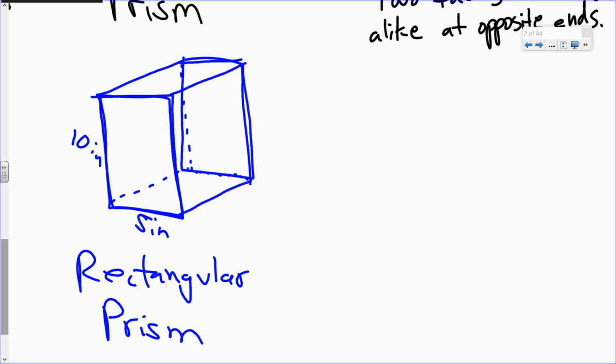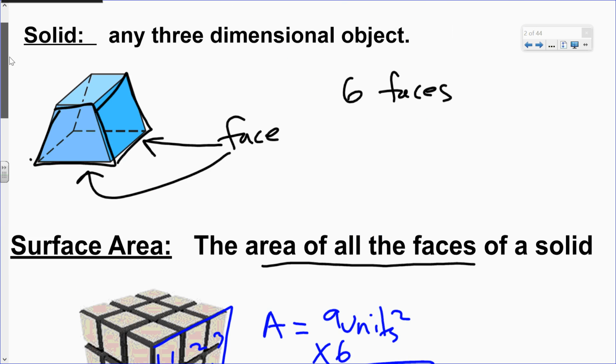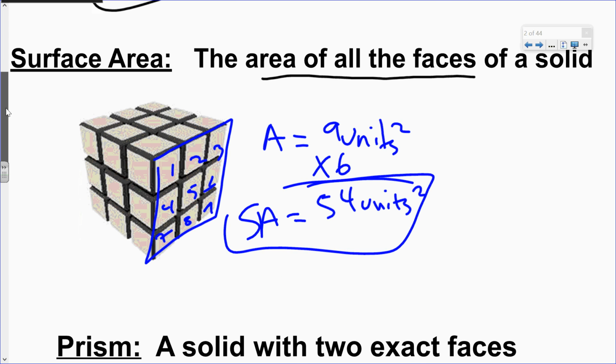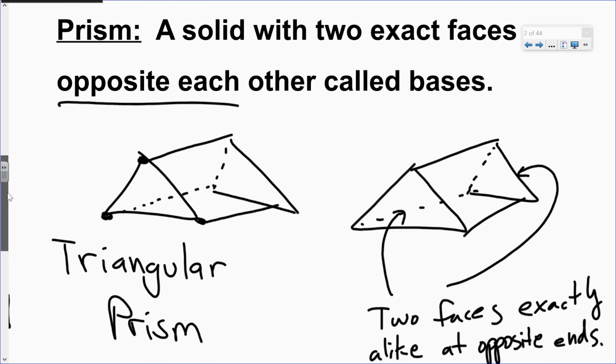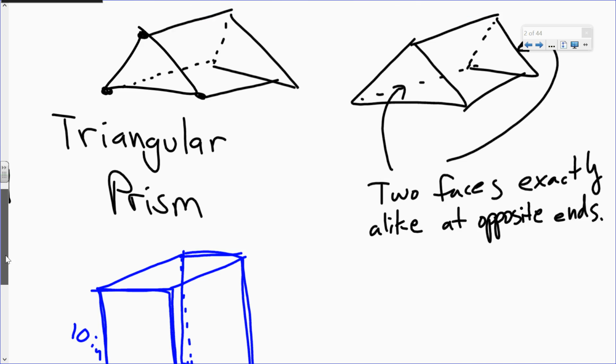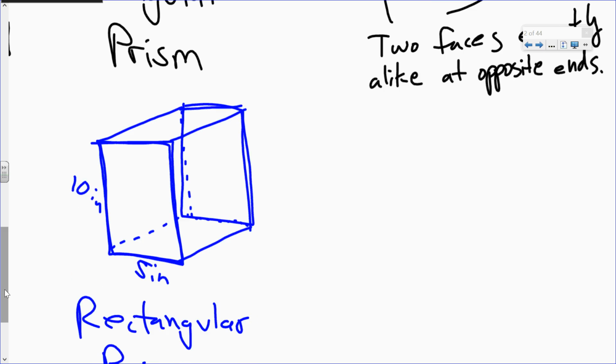Questions so far? So we've defined 3 words. A solid, that's just anything that's 3-dimensional. Surface area, find the area of every face and add them all up. And now a prism. Now we're going to bring all 3 words together with one example, and we're done with our notes. Okay, watch this. One example.